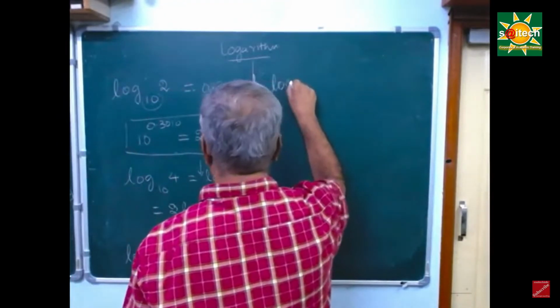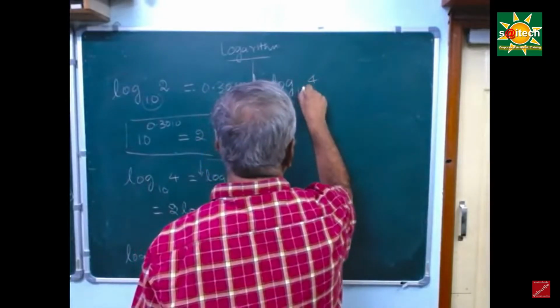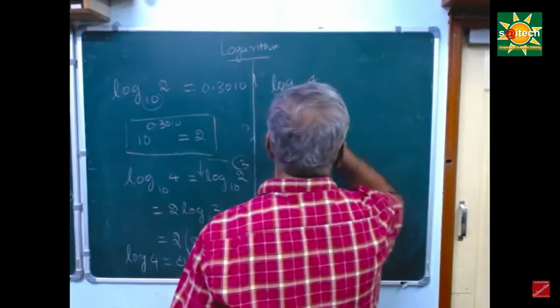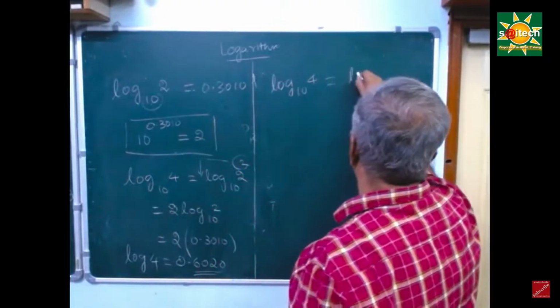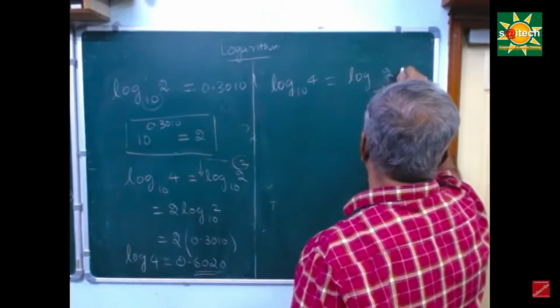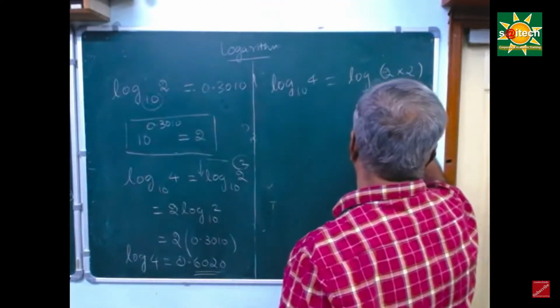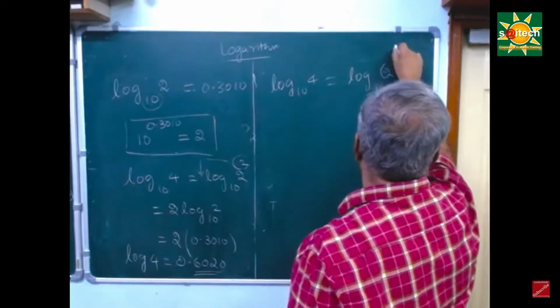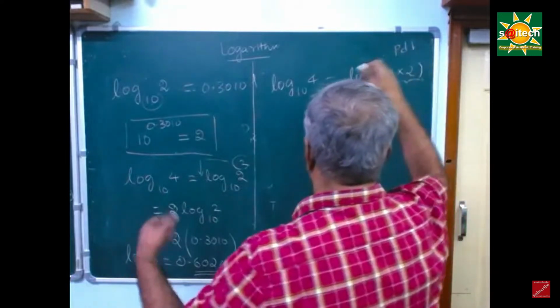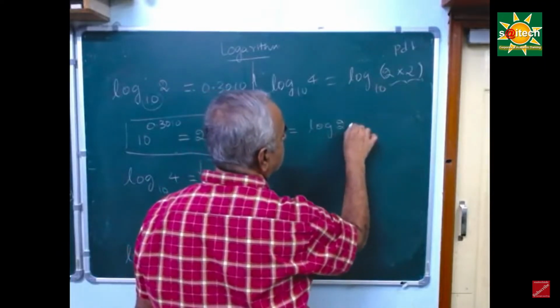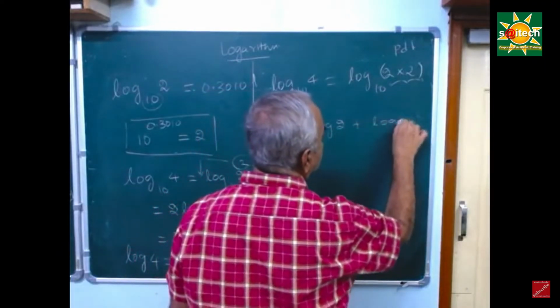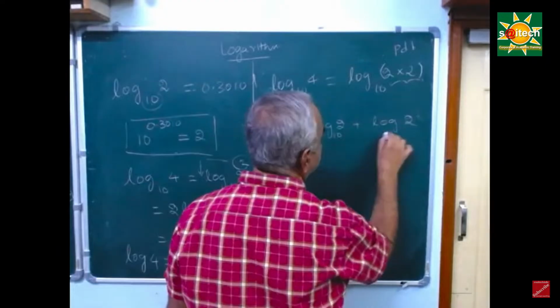Let me have the same sum, log 4 to the base 10. What can we do? Can we write this as 2 into 2? So log 2 into 2 to the base 10. Here we can adopt the product rule, that is, add. Therefore log 2 plus log 2 to the base 10.